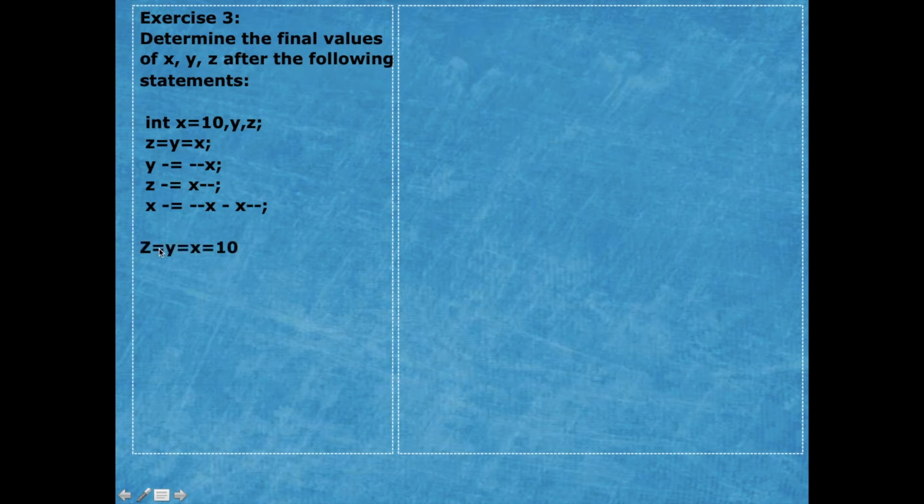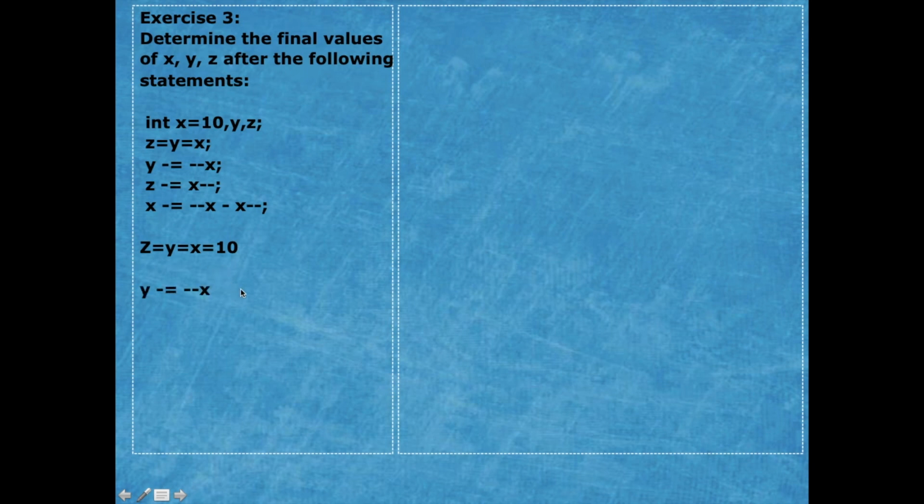So z is equal to y is equal to x. So all of them will be given the value 10. Because of this statement, all of them are given the value 10. Now let's start with the first one. Over here, I need to tell you one thing, that all these statements are part of one problem. So these statements are not three different problems. They are part of the same problem.